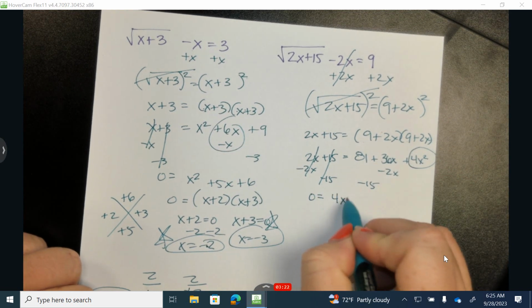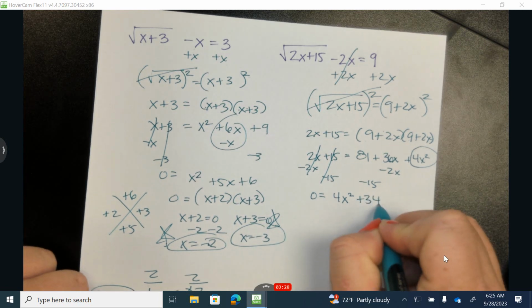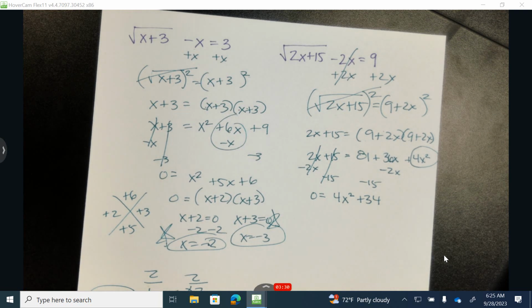There's only one term that has an x squared. And now I'm going to combine positive 36 and -2. And I'm going to take 15 away from 81. And when I take 15 away from 81, I'm left with 66.